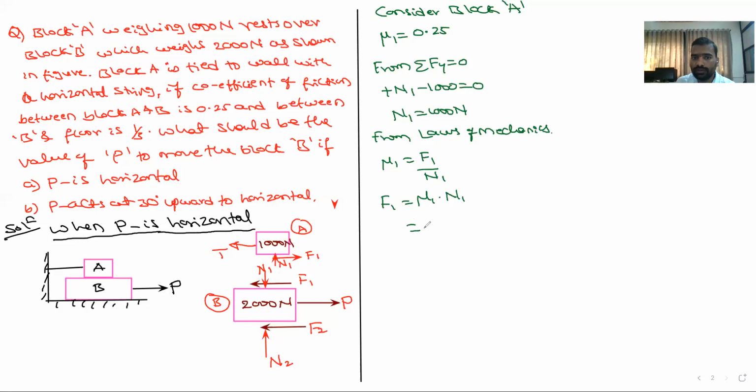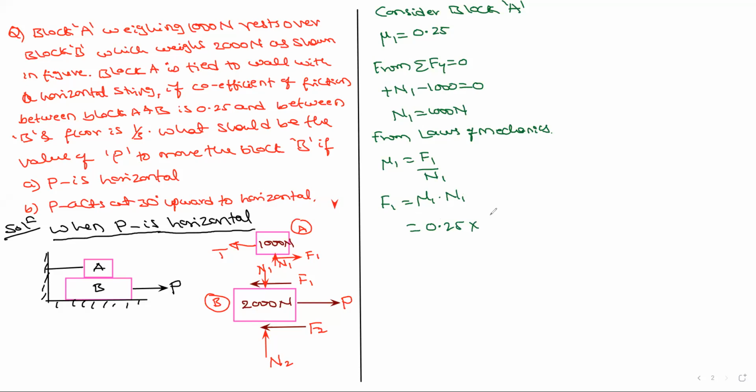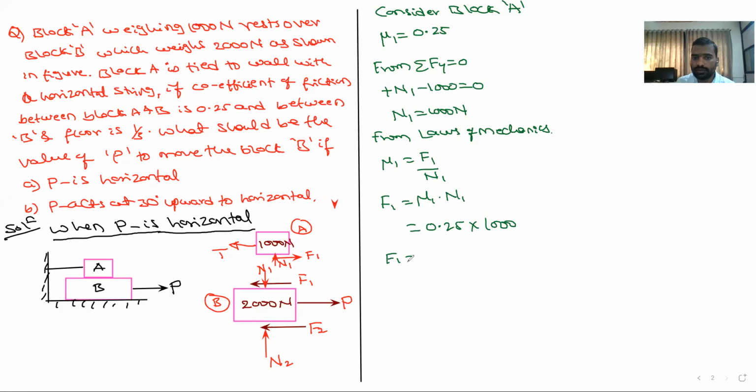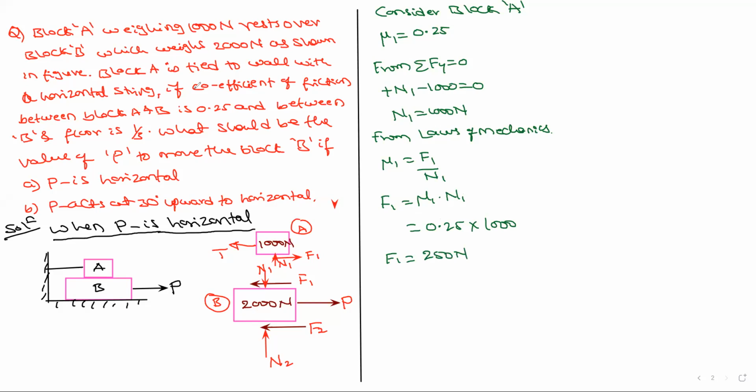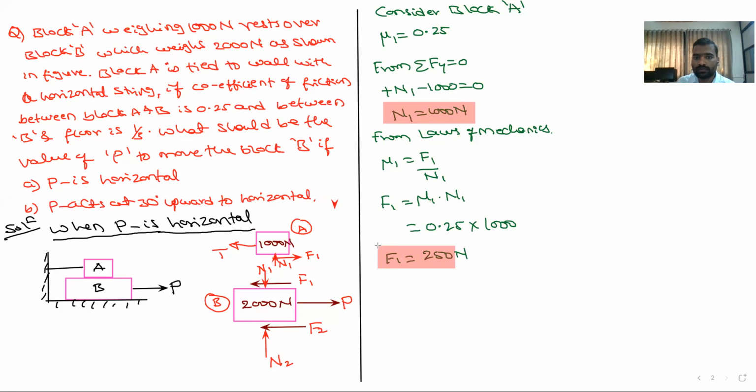What is the value of mu1? mu1 is given, 0.25. And what is the value of n1? n1 is 1000 Newton. So f1 is equal to 250 Newton. So these two are the values of f1 and n1. Once you know the value of f1 and n1, you have to find out the value of T, the tension force. How to find out the tension force?